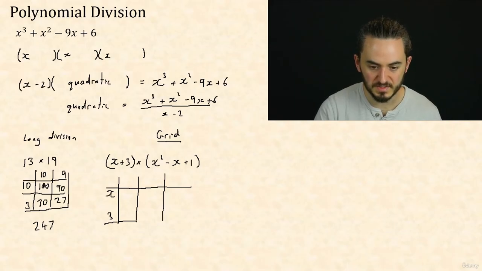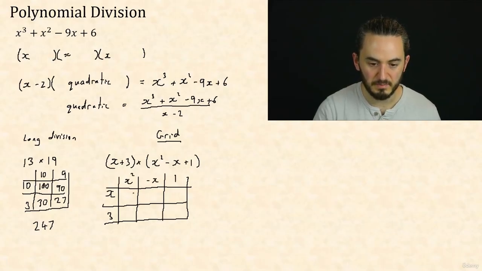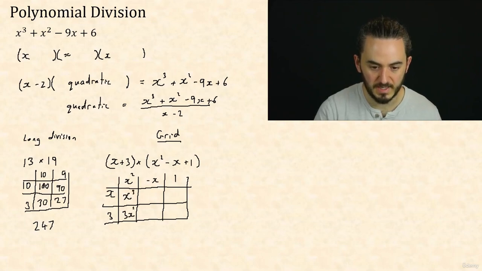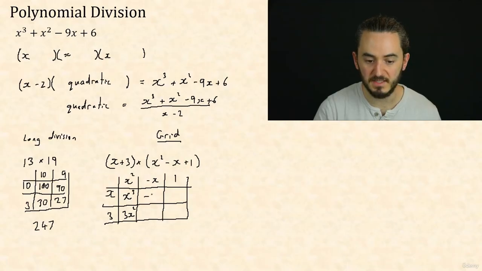So how do we do it? Well, it's the same principle, which is we form a grid, and we're multiplying x plus 3 by x squared minus x plus 1, and we fill it in. So x squared times x is x cubed, and x squared times 3 is 3x squared, and negative x times x is negative x squared, and negative x times 3 is minus 3x. 1 times x is x, and 1 times 3 is 3, and then we add up what we see.